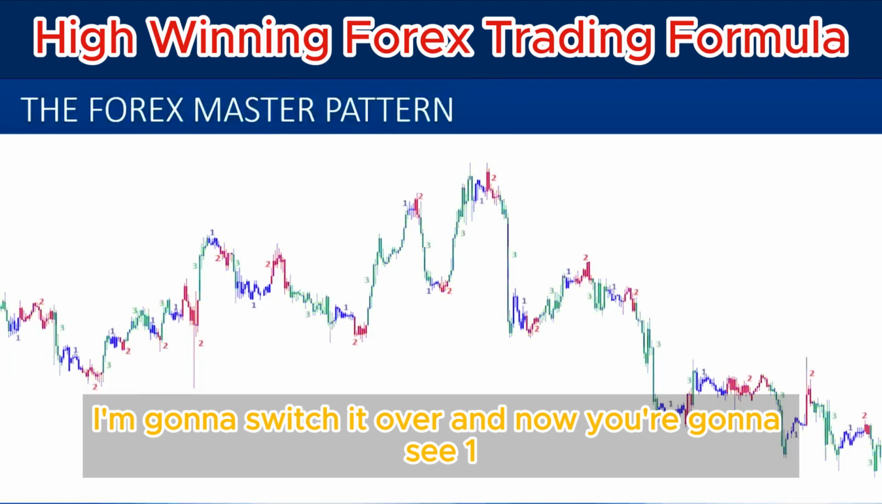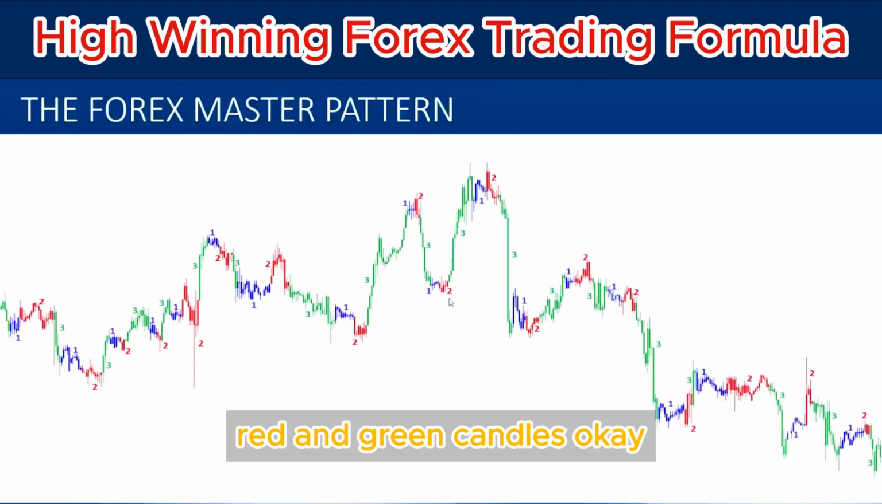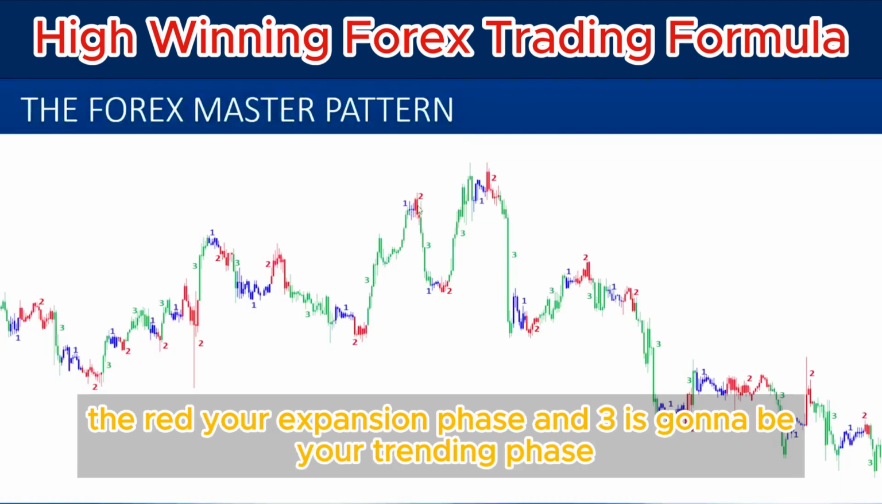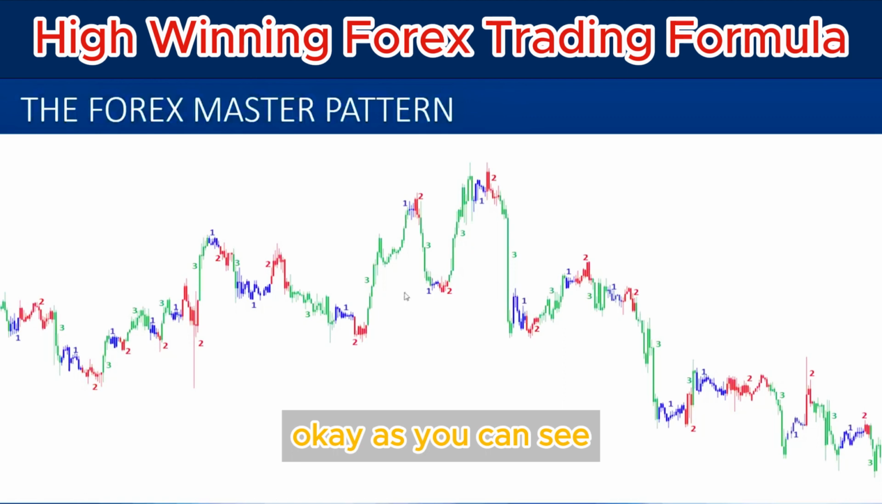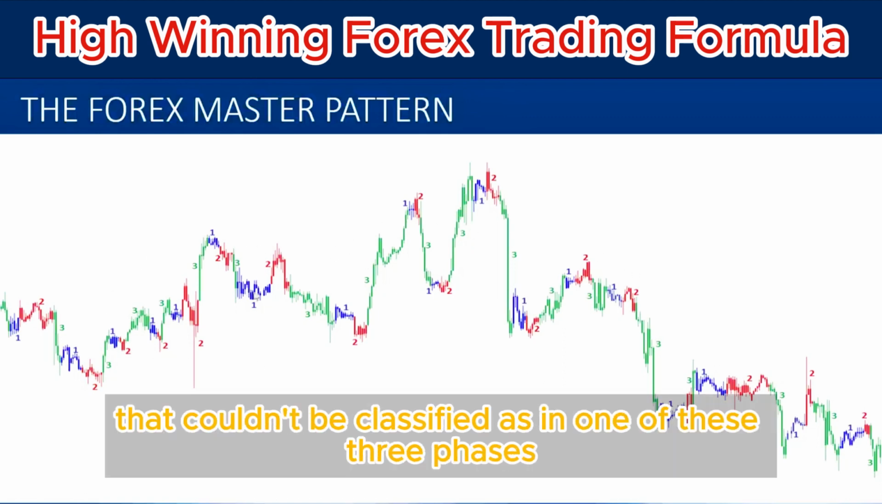I'm going to switch it over, and now you're going to see 1, 2, and 3, and you're going to see blue, red, and green candles. Okay? The blue are going to represent your contraction phase. The red, your expansion phase, and 3 is going to be your trending phase. As you can see, there is not one candle on this whole chart that couldn't be classified as in one of these 3 phases.